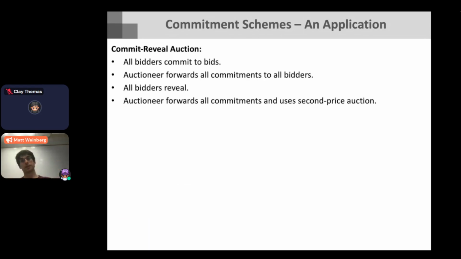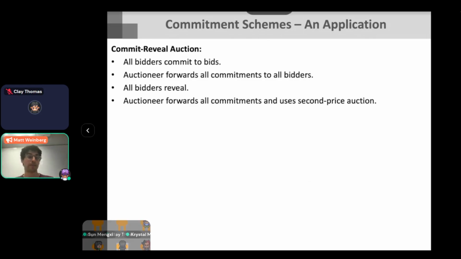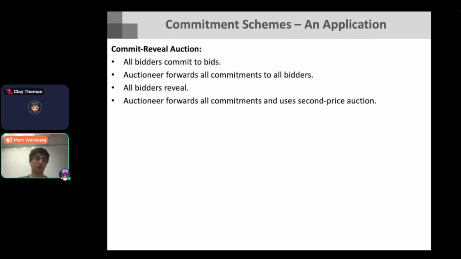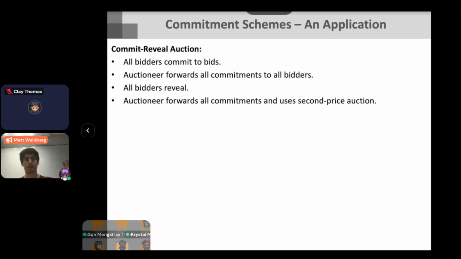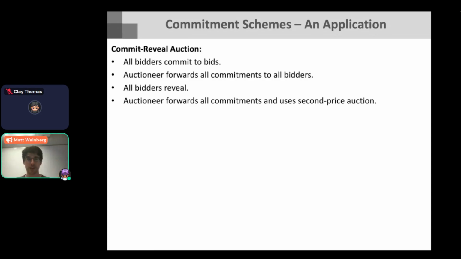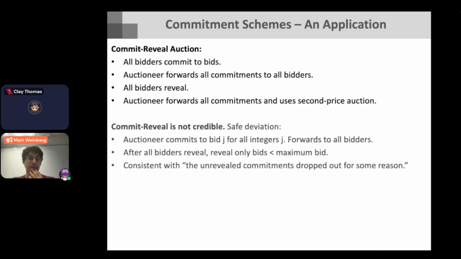So let me tell you something you can try to do with cryptography. I'll call this the commit reveal auction. All bidders, please commit to your bids. The auctioneer will forward all commitments to all bidders. The auctioneer then says, all bidders, please reveal your bids. I'm not going to give you any more bids besides the commitments I forwarded to you. And the auctioneer then forwards all reveals. And then they run the second price auction. So that's something I can do with commitment schemes.